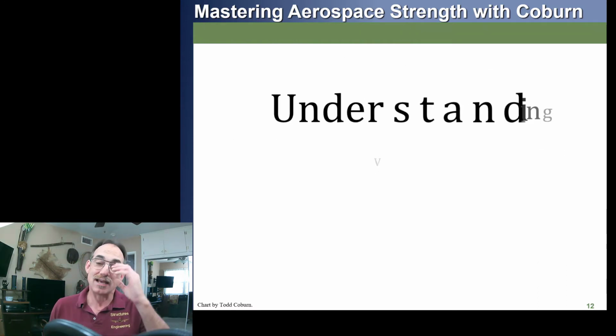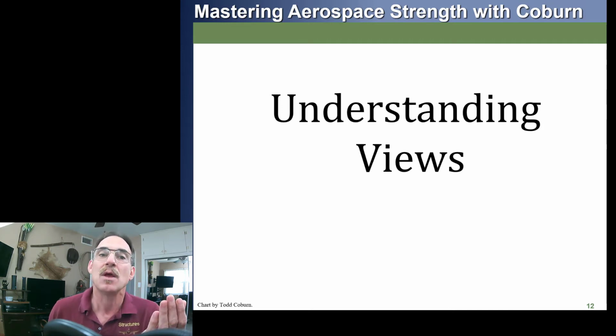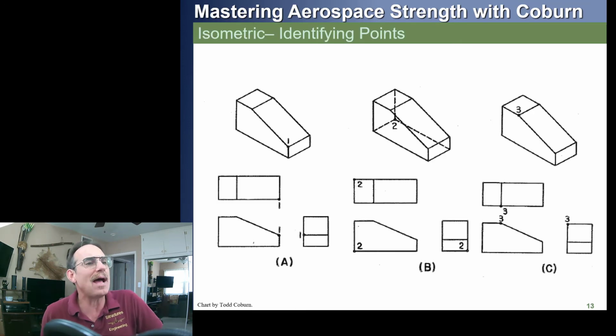So let's take a look at our views and make sure we understand it. We've got basically everything we need to know about visualization. Now we just need to practice. We need to be able to go from a 3-view drawing to an isometric, or from an isometric to a 3-view drawing. And the first step is being able to understand those views. Let's go back to our part.